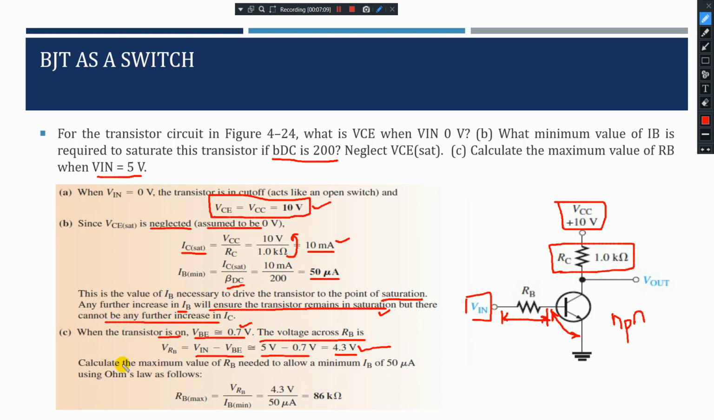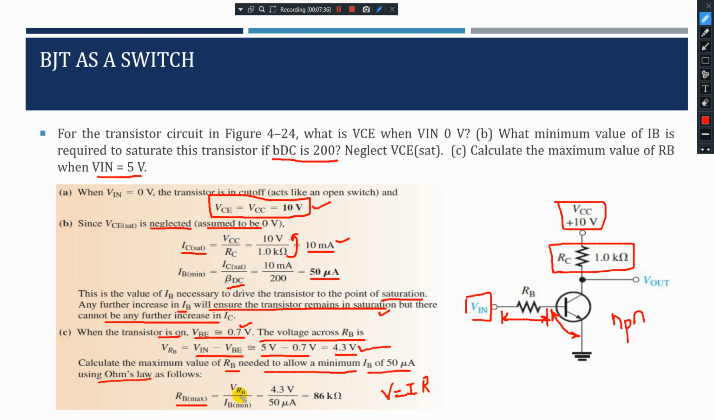Calculate the maximum value of RB needed to allow a minimum IB of 50 microamperes. By using Ohm's law, we can follow the equations. R is nothing but V by I. What does Ohm's law say? V is equal to I into R. So then what is R? R is equal to V divided by I.